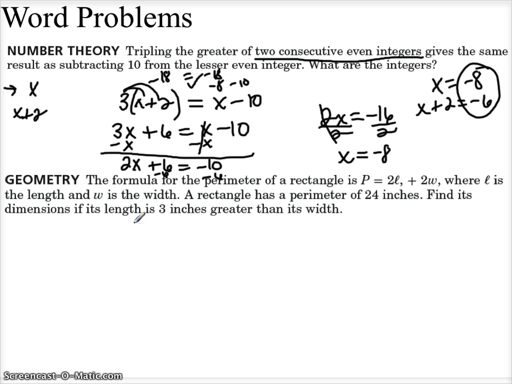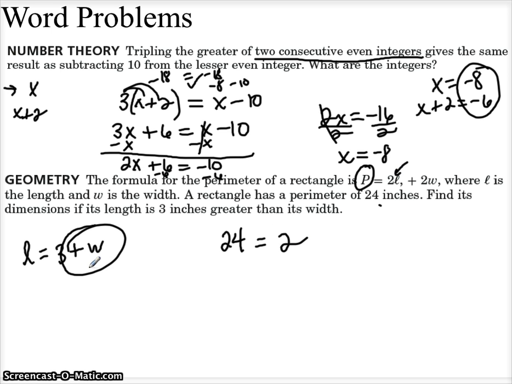Okay. Geometry. The formula for the perimeter of a rectangle is P equals 2L plus 2W, where L is the length and W is the width. A rectangle has a perimeter of 24 inches. Find its dimensions if its length is 3 inches greater than its width. So basically it's saying the length is 3 inches greater than its width. So the perimeter is 24, so that's going to go in for P. So 24 equals 2. Instead of writing the length, we're going to plug in 3 plus W. So 2 times 3 plus W plus the 2W.